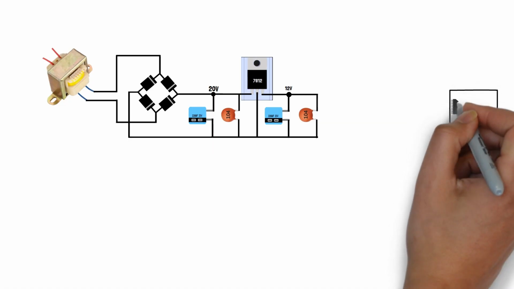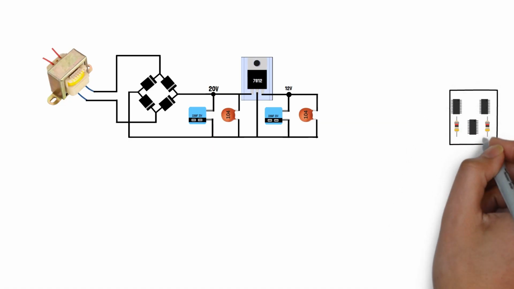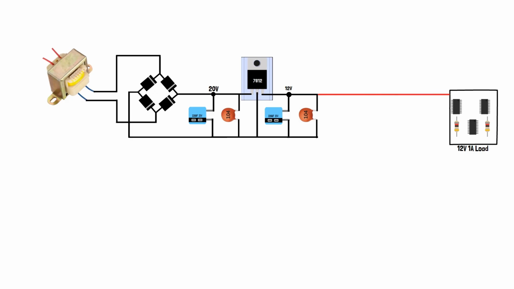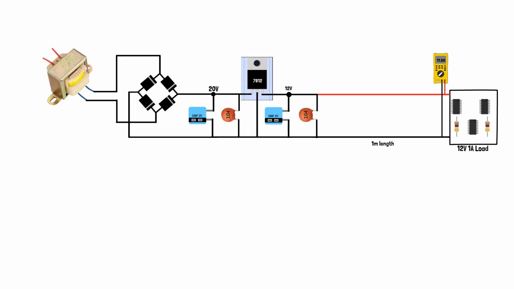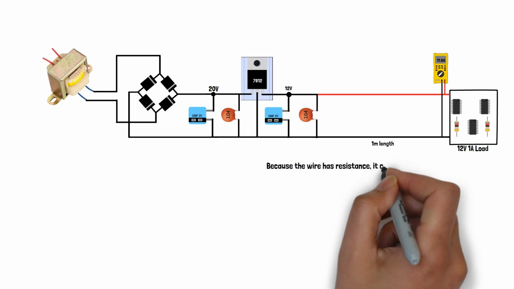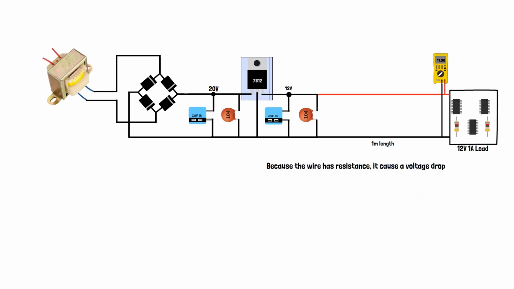However, I'm experiencing an issue with supplying 12 volts 1A to an electronic circuit located 1 meter away from the power supply. When the circuit is operational, the actual voltage measured at the load is only around 11 volts, which causes unstable operation. The reason for this 1 volt drop is that the 1A load current flows through the connecting wires between the power supply and the load, causing a voltage drop across the wires themselves.